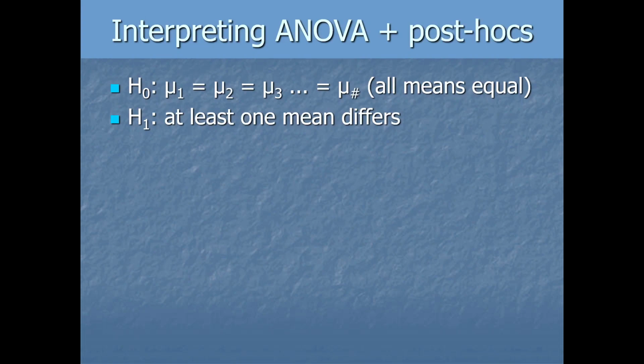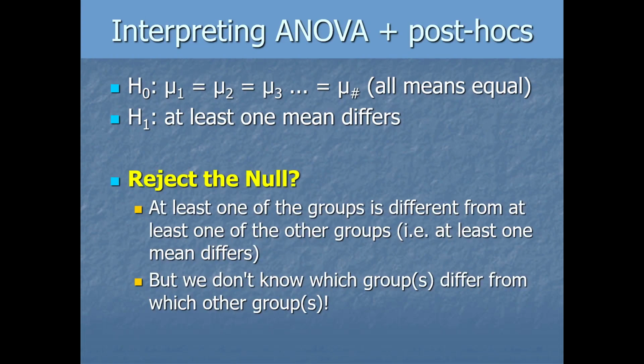But imagine we're rejecting the null. So we got an F value that was really far out on that graph in the rejection region. Another way of saying that is we got a p-value that was low enough, below 0.05. So we reject the null hypothesis. That means mu1 and mu2 and mu3, all the means of all your groups, are not equal.